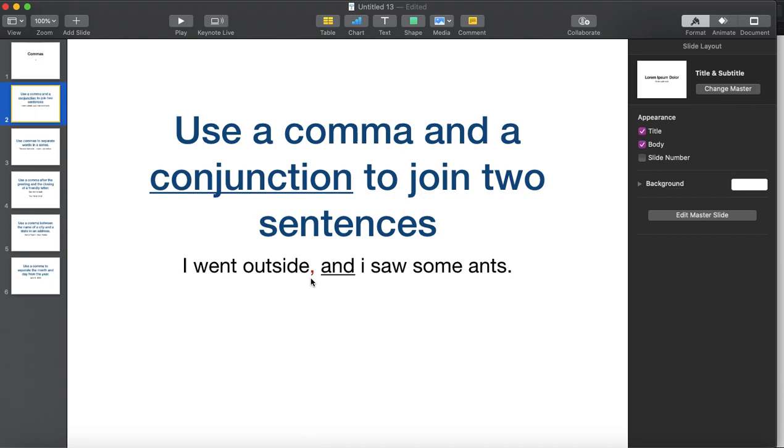So it's very important when you join two sentences to put a comma and a conjunction. Okay, in this case, it can be and or but. So when we join two sentences, I should put a comma before the conjunction.